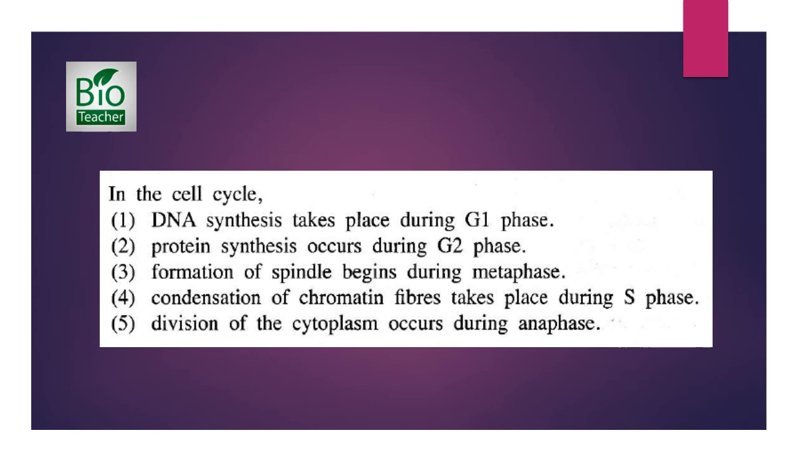Third answer, formation of spindle begins during metaphase. That is wrong. Formation of the spindle occurs in the prophase. Condensation of chromatin fibers takes place during S phase. That is also wrong. Condensation of chromatin fibers takes place in the prophase. Division of cytoplasm occurs during anaphase. That is also again wrong. Division of the cytoplasm occurs during cytokinesis.